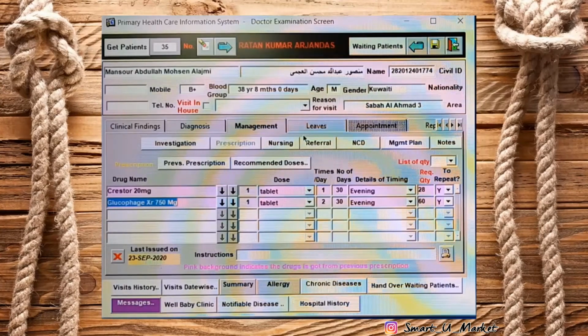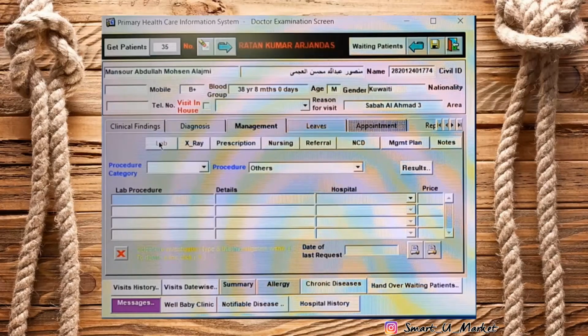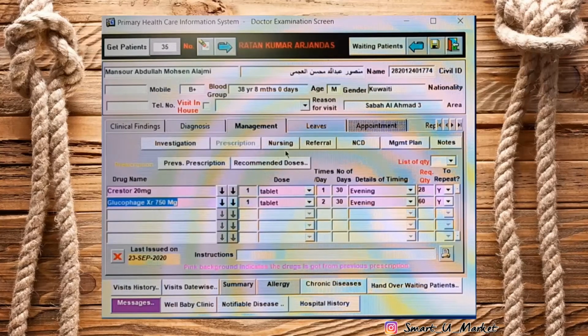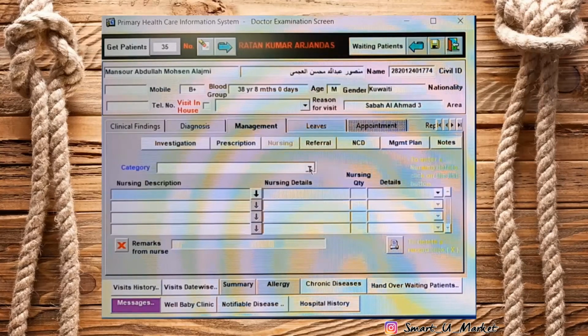And after that, when we go to the other icon, it's the investigation. It indicates the lab investigation, what we are going to do, biochemistry and hematology. All of us know very well how to print it and how to deal with that. And this is the same as the X-ray and prescription. There is a nursing details section.